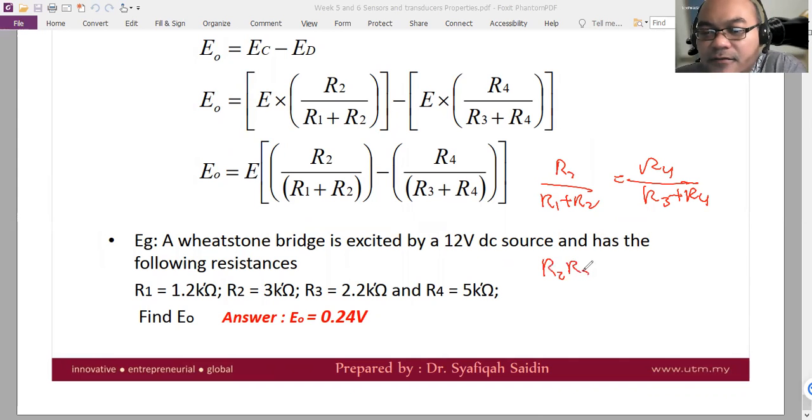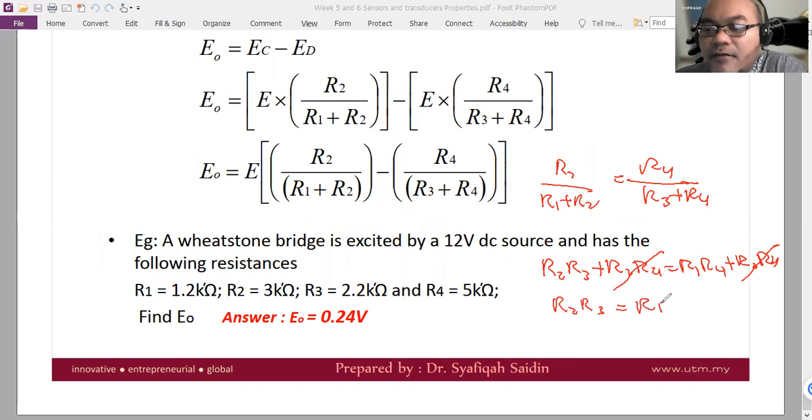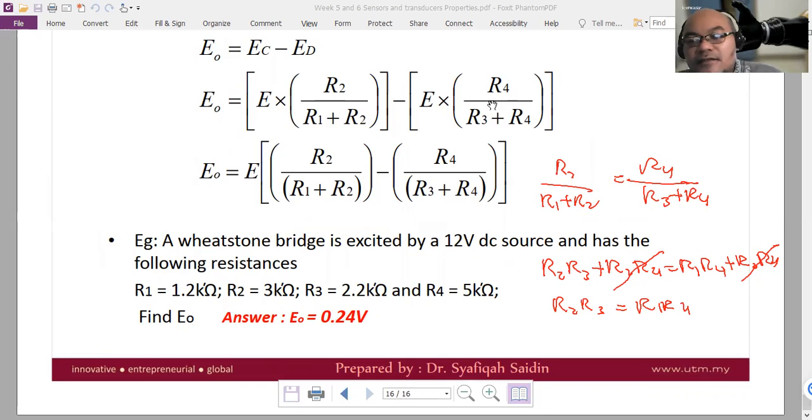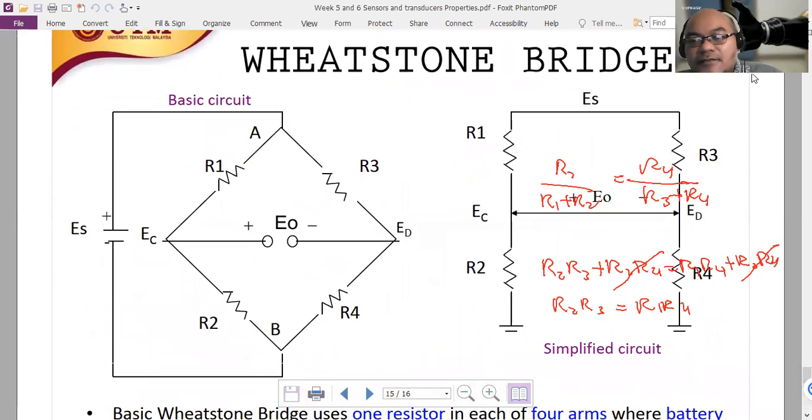So let's simplify. R2 R3 plus R2 R4 equals R1 R4 plus R2 R4. The R2 R4 terms cancel each other because they are the same. So we obtain R2 R3 equals R1 R4. This is the condition of the Wheatstone bridge. If we look again at the circuit, R2 R3 is the product of resistors that are opposite each other, and it should equal the product of the other pair of resistors across from each other, R1 R4.